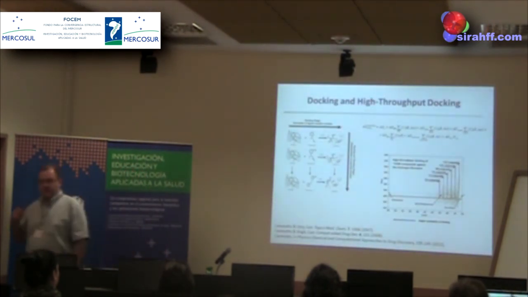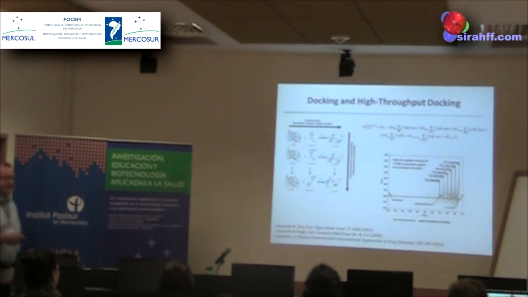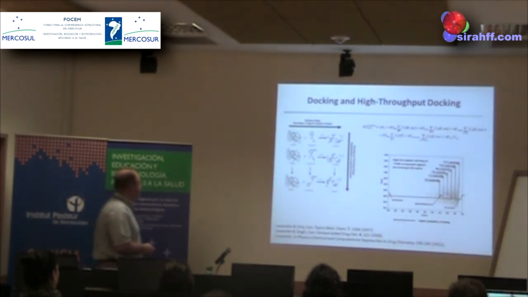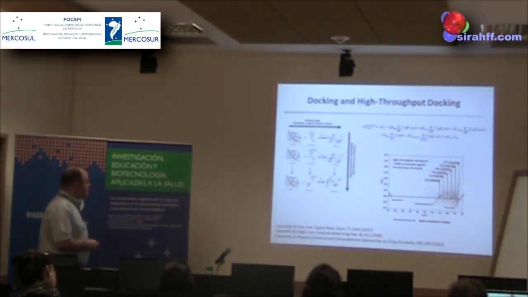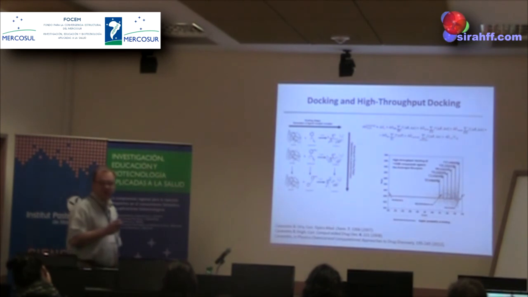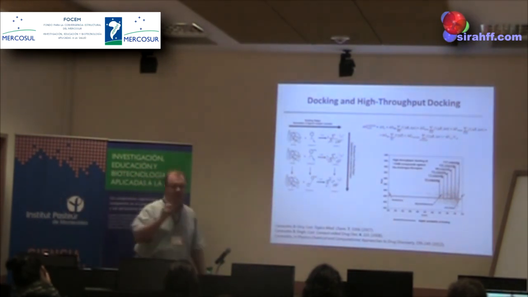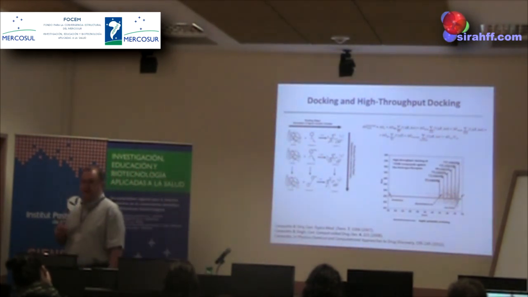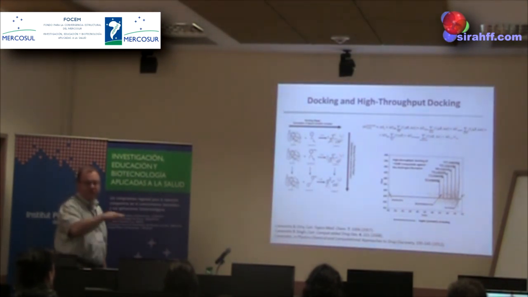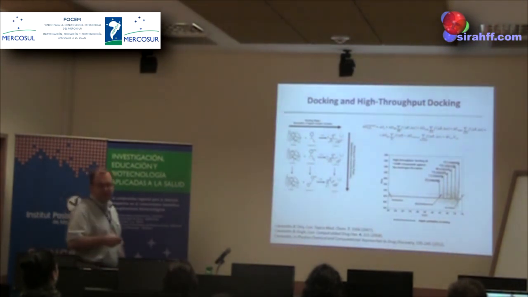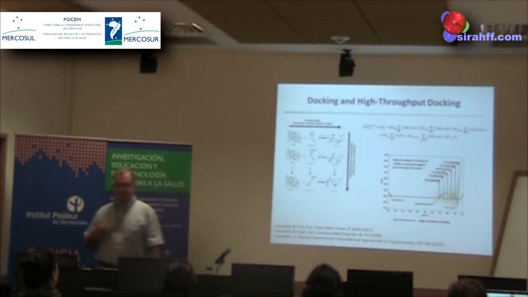So let's go back to this high throughput docking and let's represent it in a matricial way. Suppose that you have the receptor and you have a library of N compounds. At the docking stage, what you do is you dock each of these compounds within the binding site. So that's the rows of this matrix. You dock compound A, you get complex A. You dock compound B, you get complex B. And you do that for every compound.